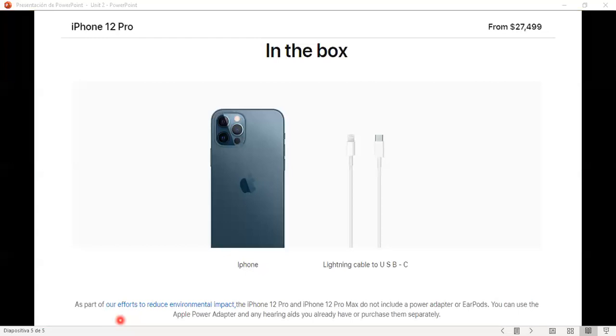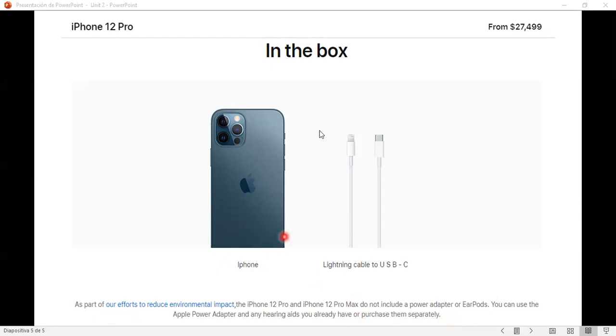As part of our efforts to reduce environmental impact, the iPhone 12 Pro and iPhone 12 Pro Max do not include a power adapter or EarPods. You can use the Apple power adapter and headphones you already have, or purchase them separately.